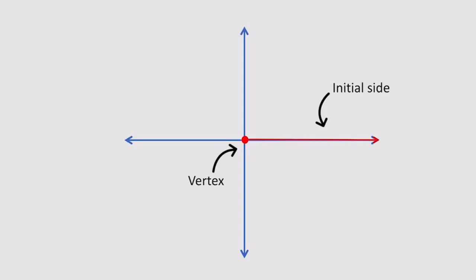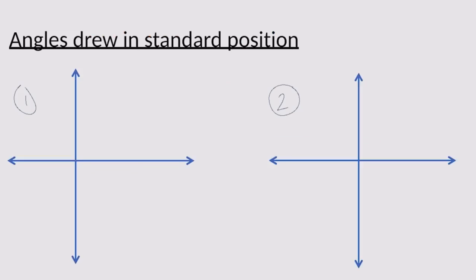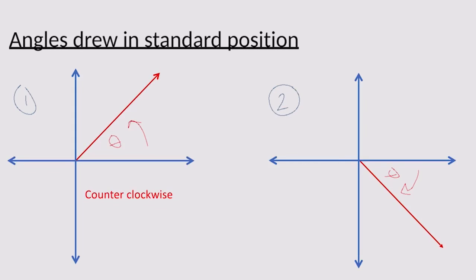The ray on the x-axis is called the initial side, and the other ray is called the terminal side. We also need to determine the direction of the angle. When drawing an angle in standard position, there are two possible ways of drawing it. The first way is by drawing the ray above the x-axis, and the second way is by drawing it below the x-axis. So it's either counterclockwise or clockwise. If the angle is drawn counterclockwise, then the angle is going to be positive, while on the other hand, if it's drawn clockwise, then it's going to be negative.